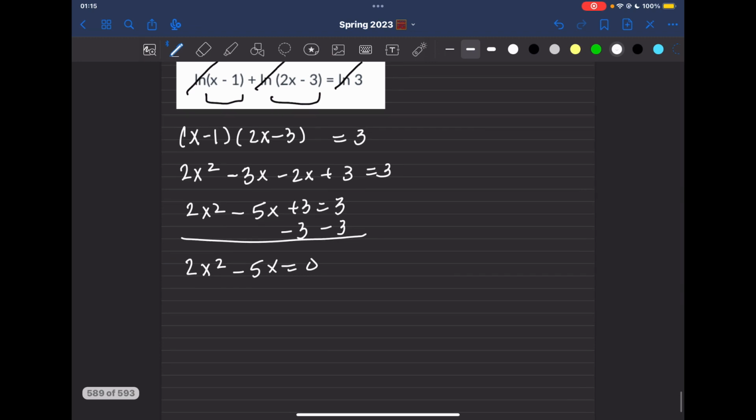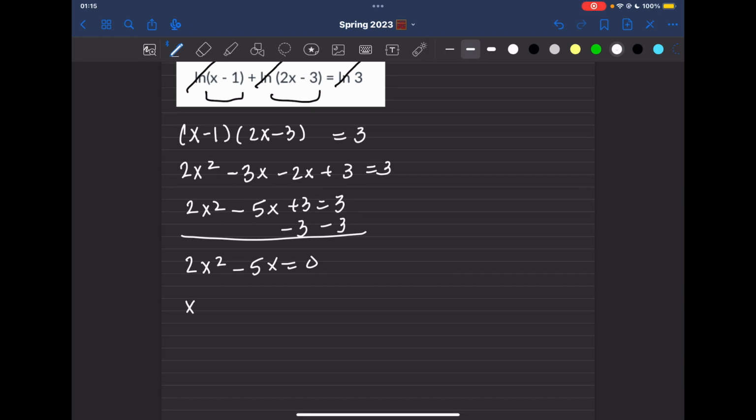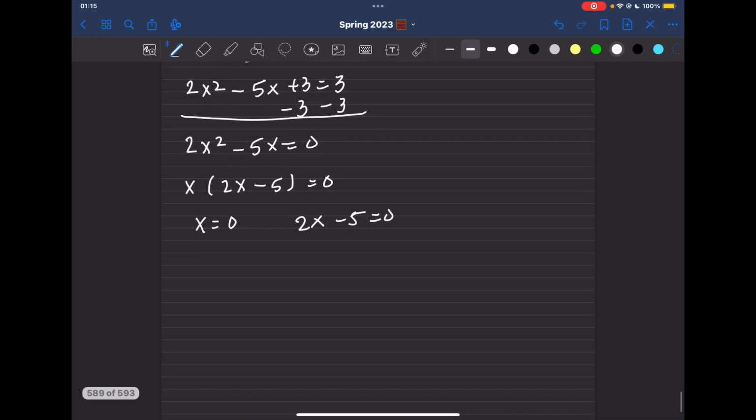And then we're going to factor this. So we have x(2x − 5) = 0. x = 0, 2x − 5 = 0. Alright, so now we need to solve for x. So this one is already done. Or solve for the x, and then so we're going to add 5. 2x = 5, divide by 2. x = 5/2, or x = 0.